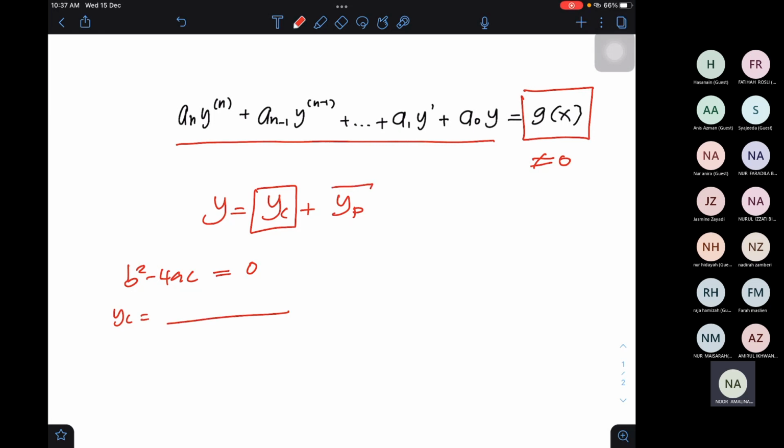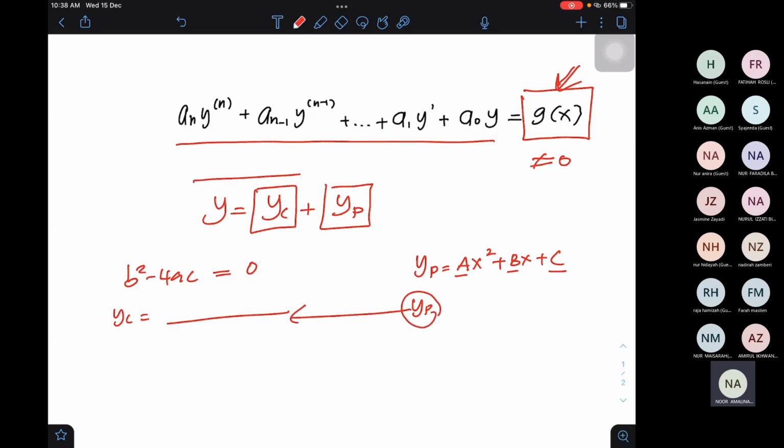Okay, so this one is the particular solution, where the form of the particular solution you need to suggest depends on what is the function of g(x). Okay, if the function of g(x) is polynomial, then we will let our yp equal to ax square plus bx plus c, for example. And then we will find what is the value of a, what is the value of b, what is the value of c. We will get the particular solution and combine it with the complementary solution to get the whole general solution for our non-homogeneous differential equation.